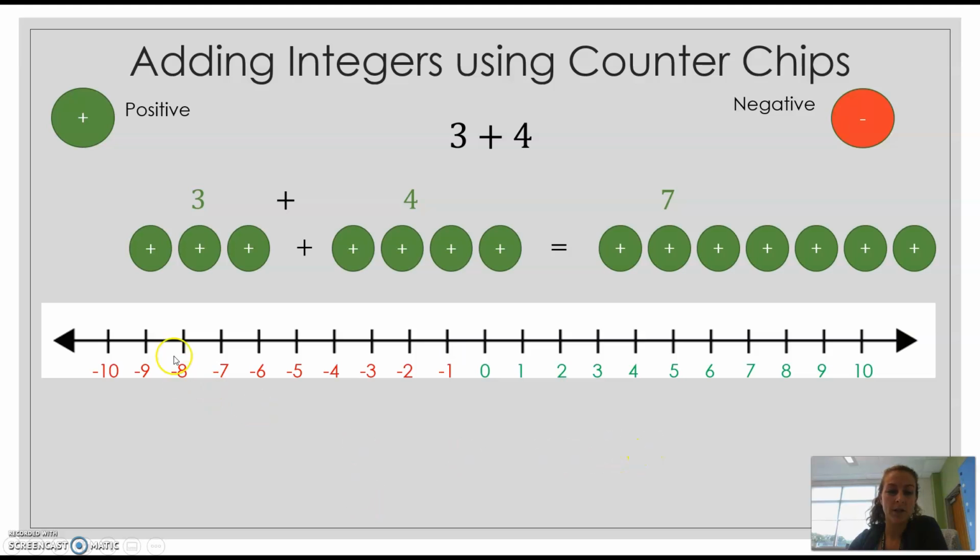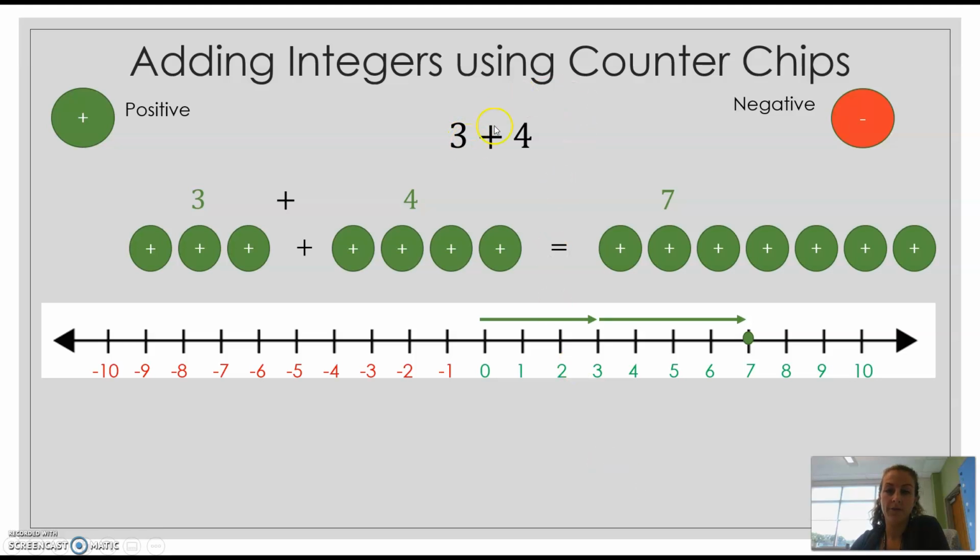Another way we could model this is using the number line. When we have a positive number, positive numbers head towards the right from 0. So we would go 3 positive steps, or 3 steps to the right, and an additional 4 steps to the right. We're in the positive direction. Again, showing that 3 plus 4 equals 7.